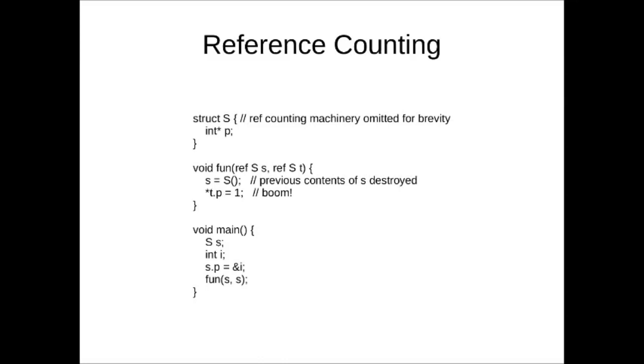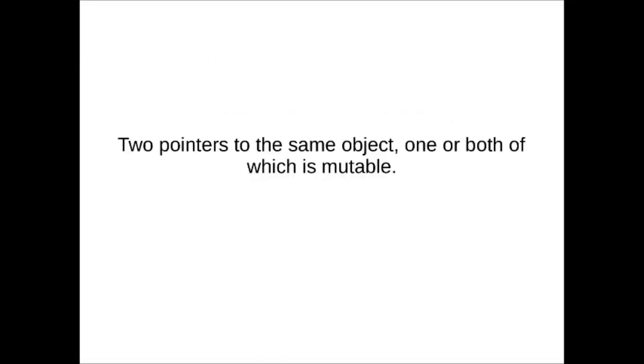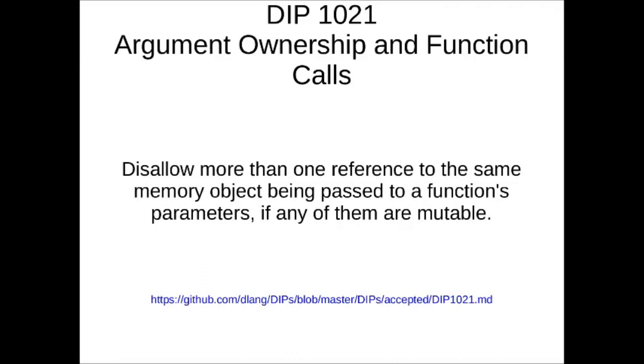Stripping all of the boilerplate away here makes it obvious what is going wrong, but real-world cases can be very hard to spot. The actual problem here is we have two pointers to the same object, one or both of which is mutable. And the problem stems from one of them pulling the rug out from the other one. This specific problem was addressed by DIP 1021, argument ownership and function calls, which disallowed more than one reference to the same memory object being passed to a function's parameters, if any of them are mutable. But it's limited by only being able to check the obvious cases and, of course, only working for functions.